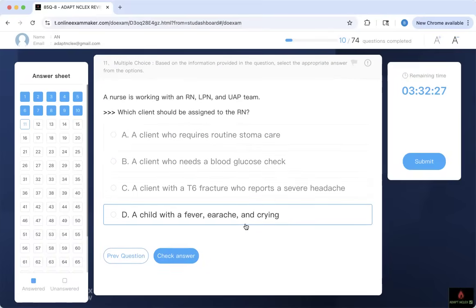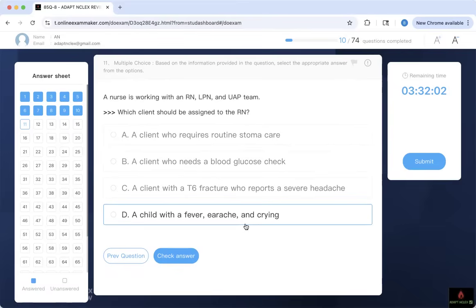Which client should be assigned to the RN? Now, the RN, the boss, has to take over. So now that you understand, like I told you, I use these questions to walk you through critical thinking step by step. You can see what I'm trying to do with your mind, to get you into a shape where you'll be more confident when you're taking the NCLEX. It's like you're watching an Adapt NCLEX video.